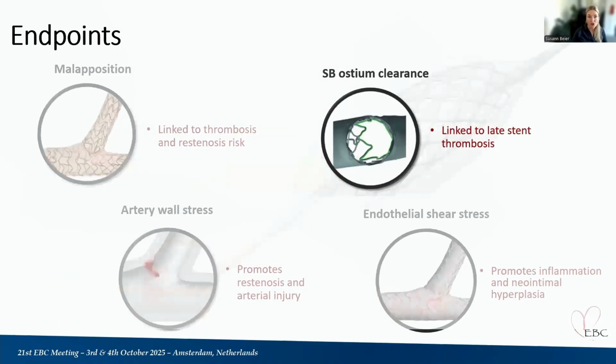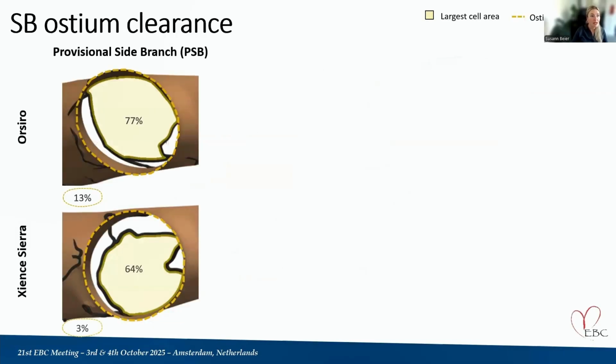Now, moving on to the side branch clearance, linked to late stent thrombosis, as mentioned previously. First, looking at the results of the side branch, again we can see with the yellow background the ostium clearance in percentage. So Ozyro had a 77% ostium clearance compared to the Science-Sierra with 64% clearance. So much better clearance for the Ozyro.